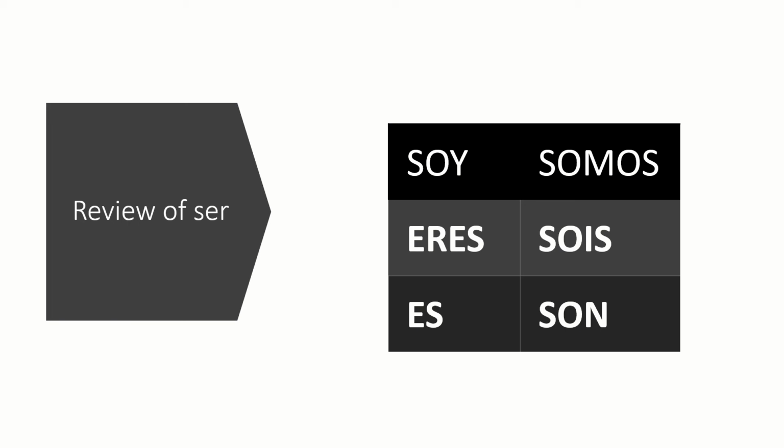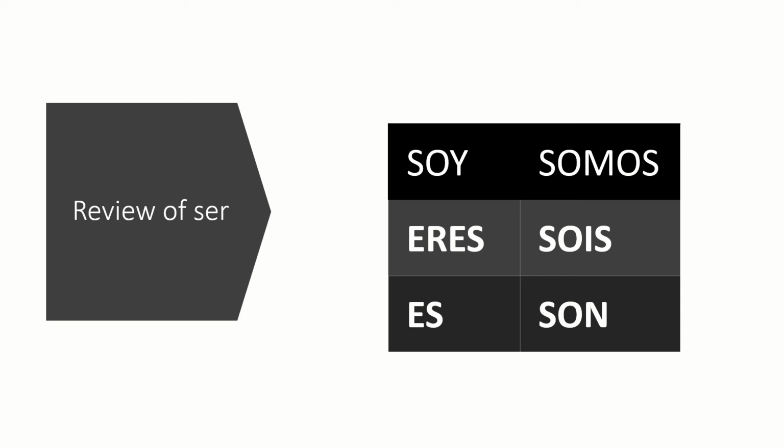So our yo form for the verb ser is going to be soy. Our tú form for the verb ser is going to be eres. The él, ella, usted form is going to be es. Nosotros form is somos. The vosotros form is sois. And the ellos, ellas, ustedes form is going to be son. So once again, the 6 forms that we're going to use are going to be soy, eres, es, somos, sois, and son.